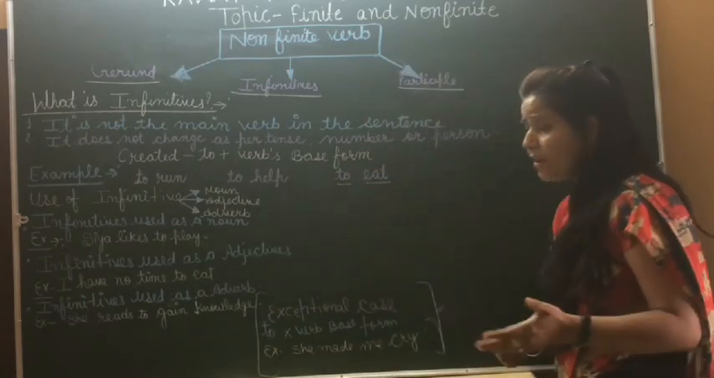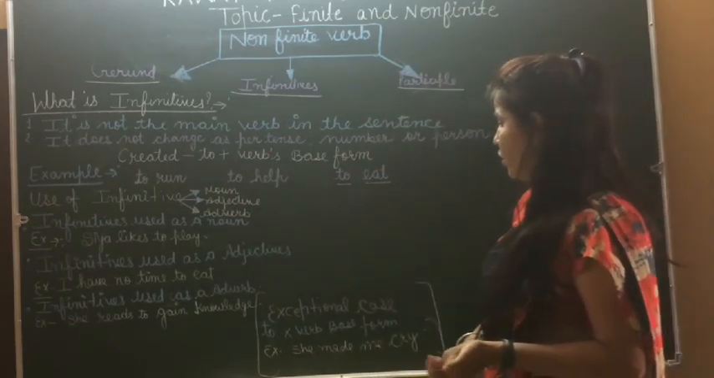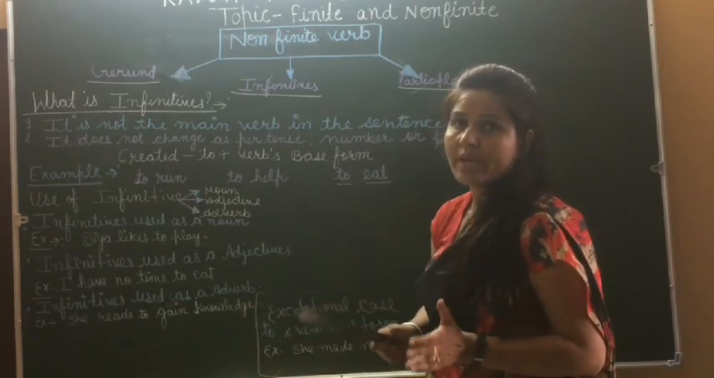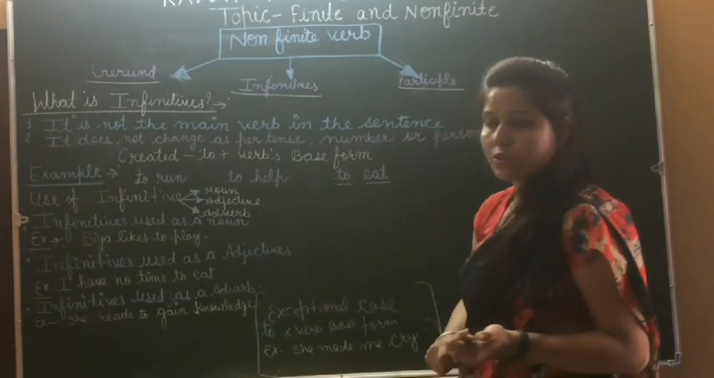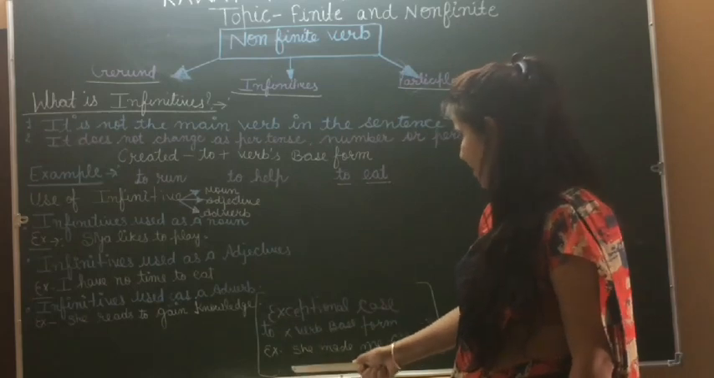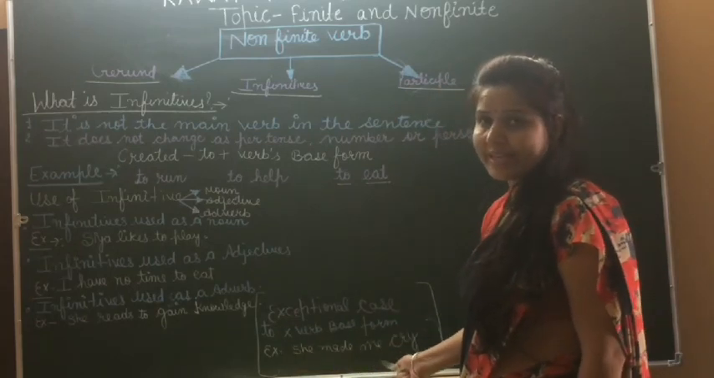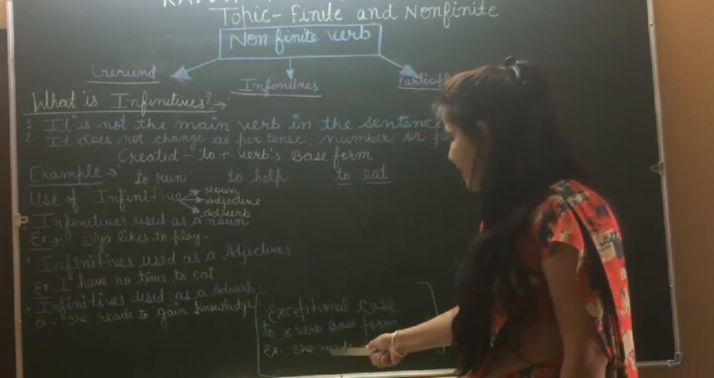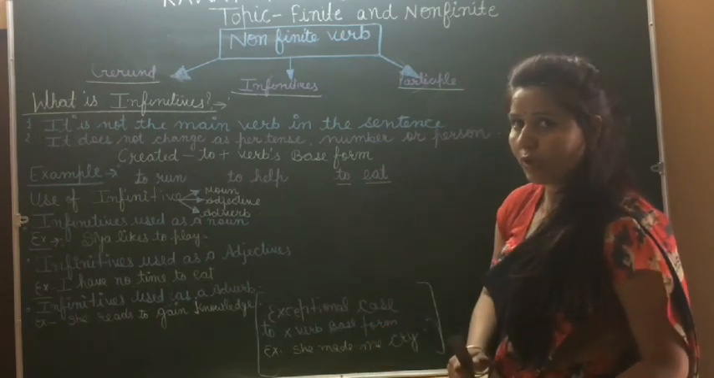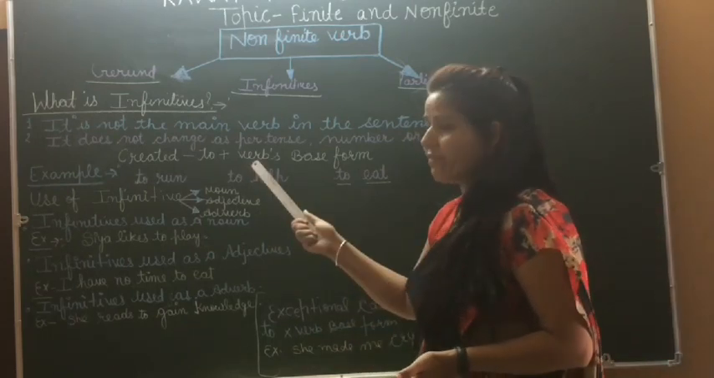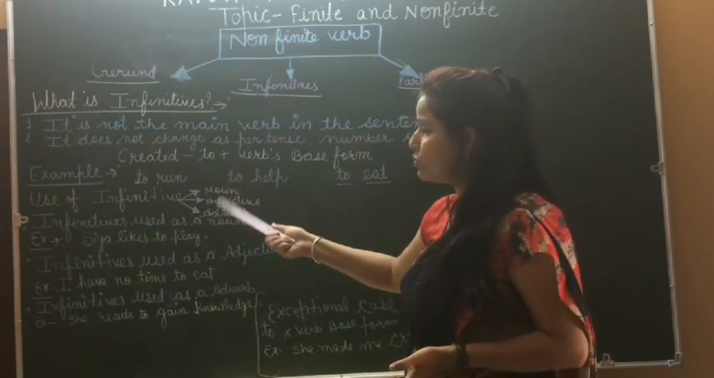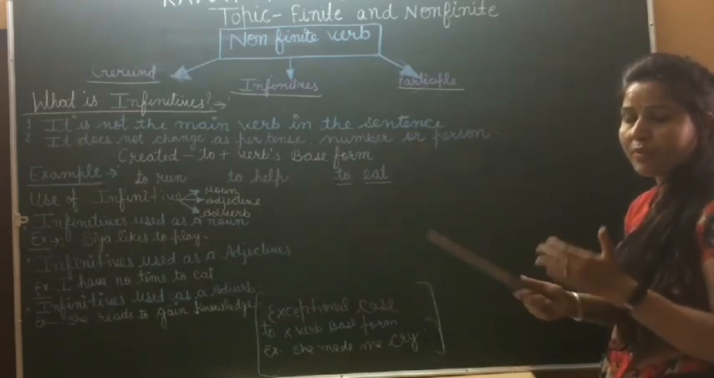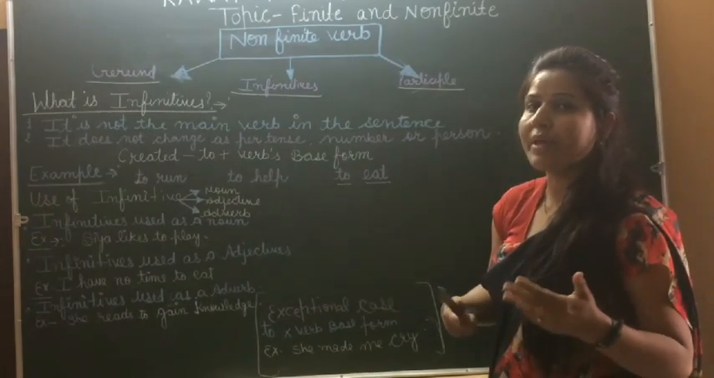So now let's see the exceptional case. Okay, so if I write any verb in a sentence without to, it is called a bare infinitive. So let's see the example of bare infinitive: she made me cry. So in this sentence I am writing made, it is a verb, but I am not writing to here. So it is an example of a bare infinitive. Okay, so I hope you have understood the definition of infinitives and the uses of infinitives, and bare infinitives also. If we do not write to before the verb, it is called a bare infinitive.